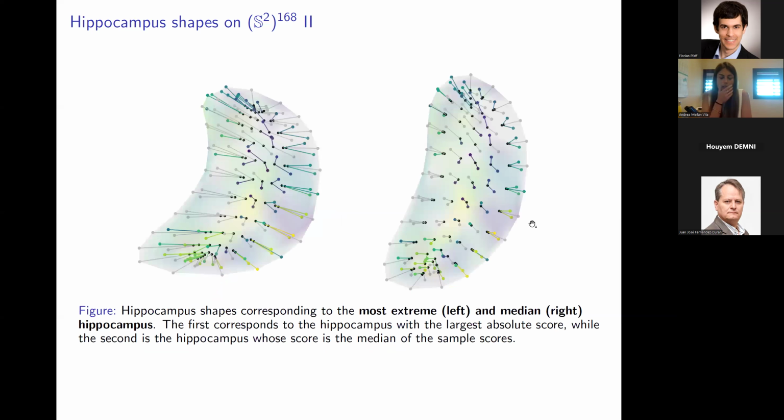These particular hippocampi are shown in this figure. The representation on the left is the most extreme. The representation on the right shows the median subject. We can observe that the median subject is more symmetric. In addition, it is less curved than the other one. Meanwhile, the most extreme is more asymmetric and more curved than the median one.